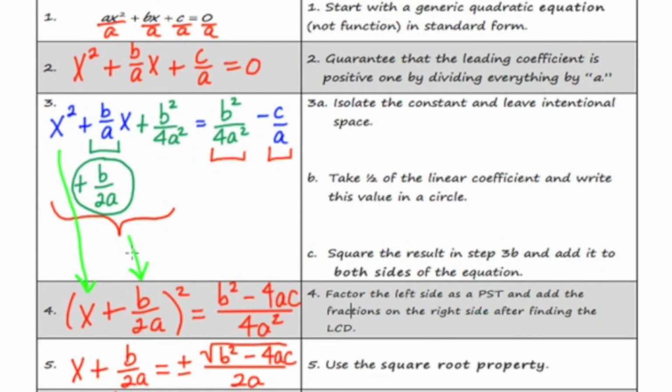So while you're actually factoring, if that confuses you, you could just rewrite the variable, which in this case is x, and rewrite the quantity in the circle, which is plus b over 2a, and then square the whole thing. So that's just a little teaching tip that might be of help to some people when completing the square. So overall, here's your derivation of the quadratic formula. I hope you enjoyed it.